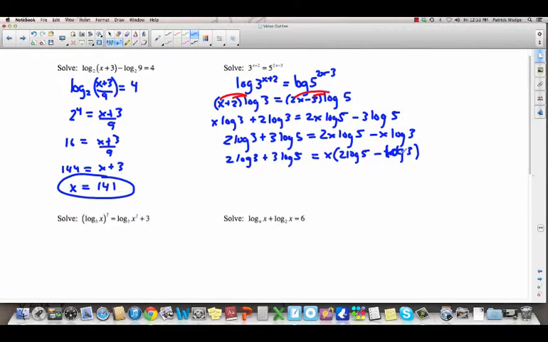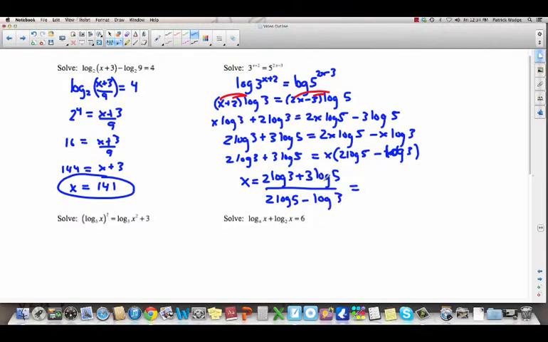This means x times all that equals that. We can now isolate the x. How? Since this is x times all that, we're going to divide by all that. So we get x equals all this, 2 log 3 plus 3 log 5, divided by this whole amount, 2 log 5 minus log 3.